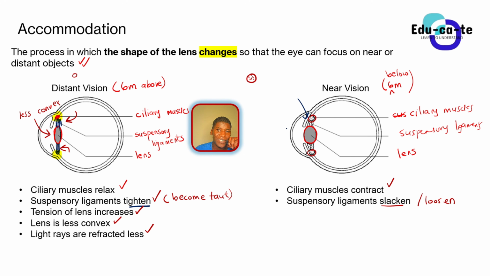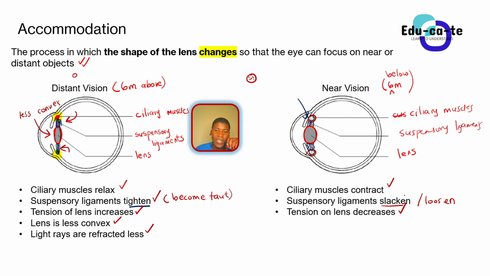The suspensory ligaments, when you are looking at an object that is closer to you, slacken. You can see that it looks like these are just ropes and they are not being pulled that much. So now when that happens, there will be less tension on the lens. Tension on the lens will decrease because the suspensory ligaments are no longer pulling the lens that much as in distant vision. So it will do what? It will decrease. The tension on the lens decreases.